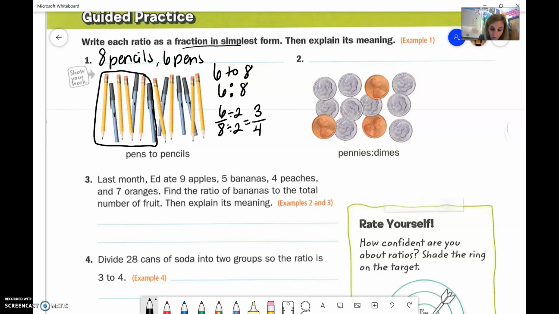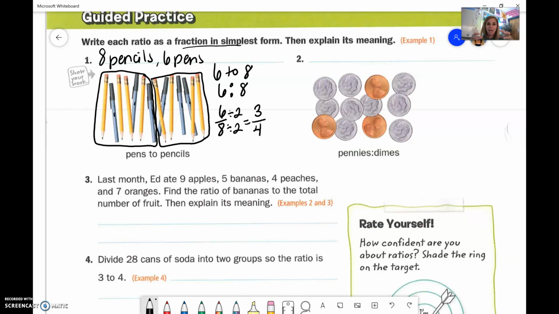And then 1, 2, 3, there's 3 pens, and 1, 2, 3, 4 pencils. Look at how that works. Is it a coincidence? No, because there's no coincidences in math. Okay, that's crazy how that works, right? So altogether, it was a 6 to 8 ratio.